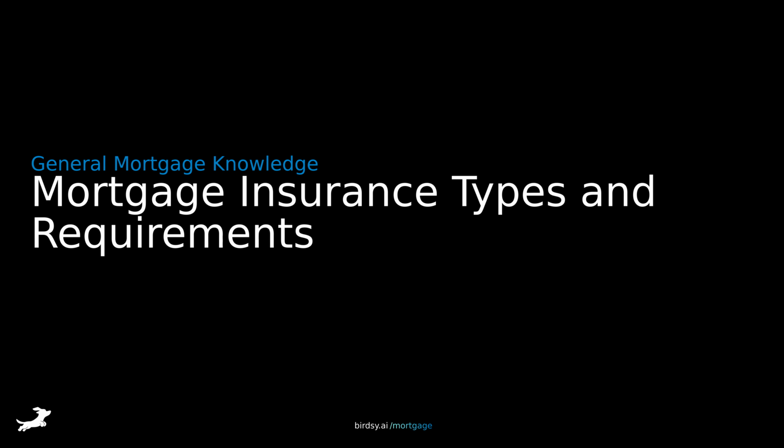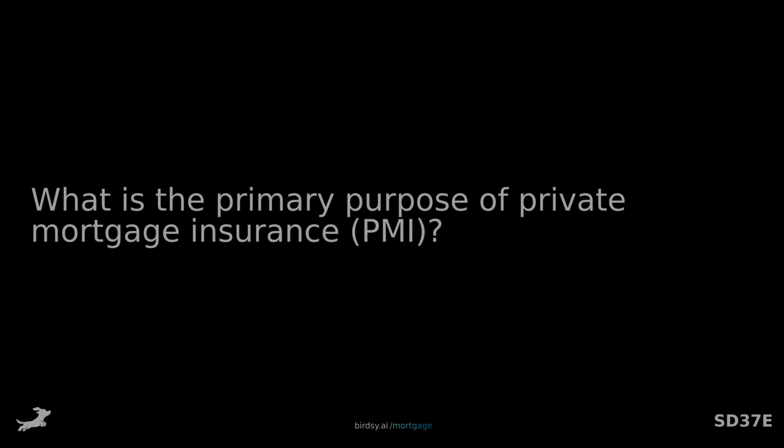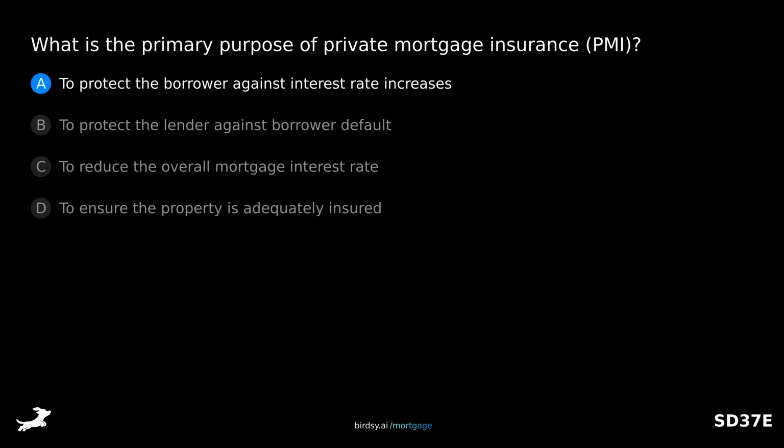Mortgage insurance types and requirements. What is the primary purpose of private mortgage insurance? Is it A, to protect the borrower against interest rate increases, B, to protect the lender against borrower default, C, to reduce the overall mortgage interest rate, or D, to ensure the property is adequately insured? The answer is B, to protect the lender against borrower default.